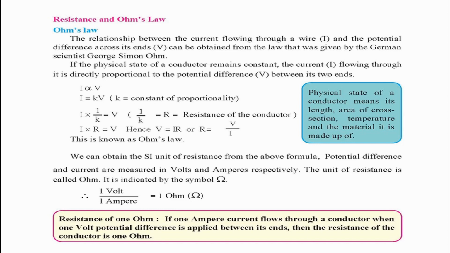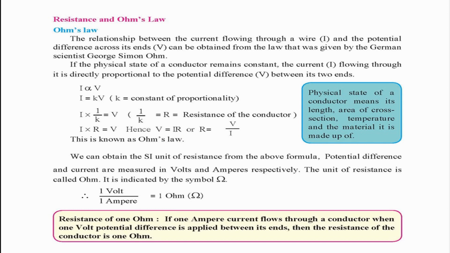Here, when the physical state of a conductor remains constant, the current flowing through the conductor will be directly proportional to the potential difference applied across the two ends. This proportionality sign can be converted into an equality sign by the introduction of one constant. That constant is nothing but the resistance of the conductor. Here we represent it as R. So V equal to IR. This is nothing but Ohm's law. The SI unit of resistance is ohm.